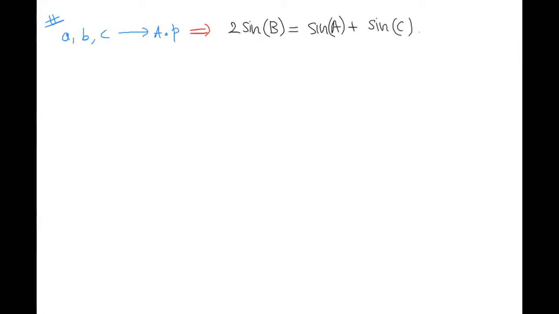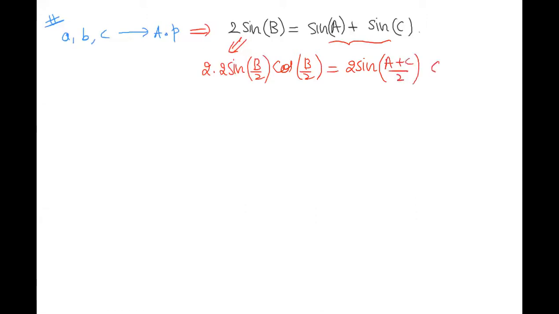Now one important manipulation in this: the 2 sine B we can write as 2 already present, and sine B I can write as 2 sine B by 2 into cos B by 2. Now on this side we have sine A plus sine C. What can we write? Sine A plus sine C is 2 sine of (A plus C) by 2, into cos of (A minus C) by 2. This is an important manipulation.